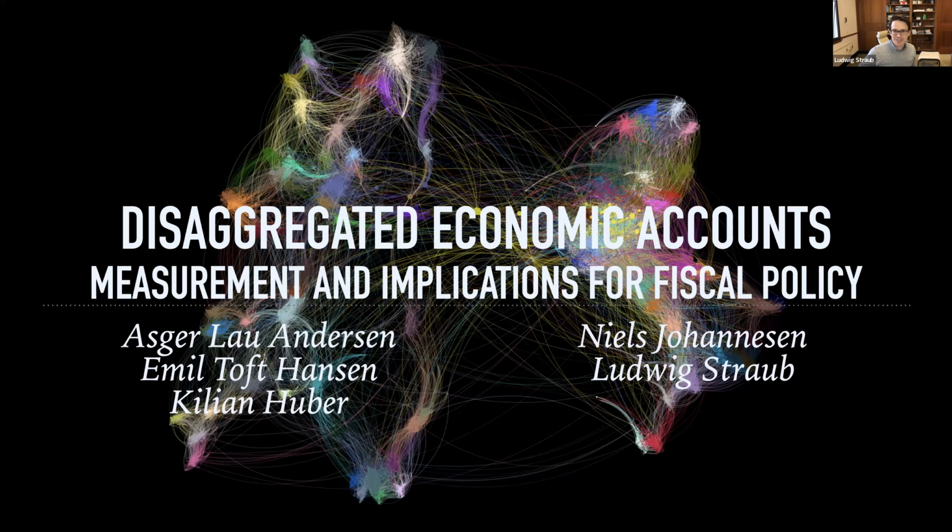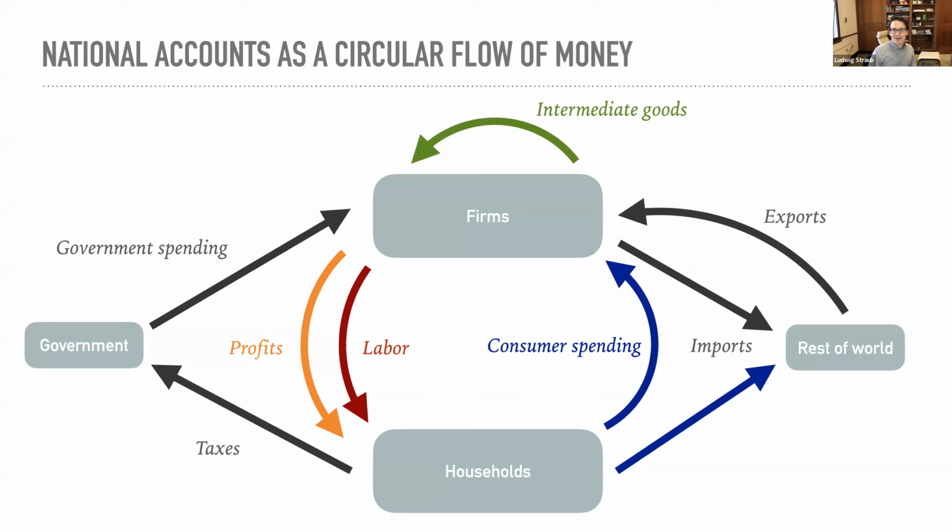So I'm going to just start with one of the first diagrams I ever saw in economics, and maybe you did too, namely the circular flow of money through an economy as a visualization of national accounts. So we have households at the bottom, they spend their money on firms. These firms then buy some intermediate goods from each other, pay profits, pay labor income back to households, and so money circles through the economy.